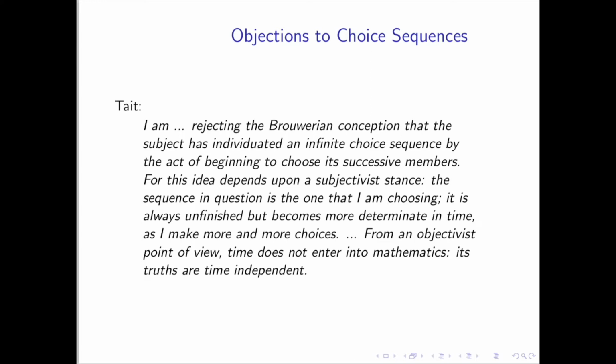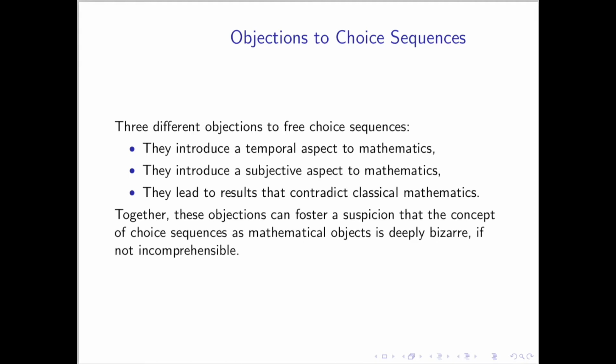So I think we can distinguish three different objections that are being made in these representative quotations. The first one is just that free choice sequences introduce a temporal aspect to mathematics. And this is supposed to be problematic because mathematics, it seems, is time independent. It's not like different things are true of the real numbers now than they were in 1820. So the truth of math should be time independent, contrary to what we get from free choice sequences.